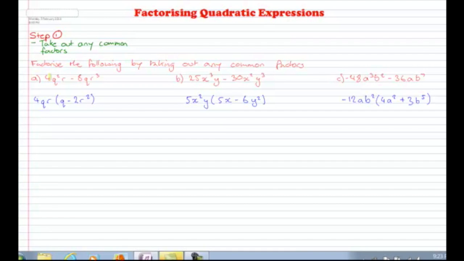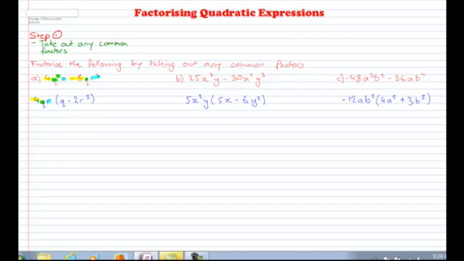Alright, so having a look at the first question, the highest common factor between 4 and negative 8, well that's actually going to be 4, so I've written 4 as a number at the front here. The highest common factor between q squared and q is q, so I've written that here. And the highest common factor between r and r cubed will of course be r, so I've written that here.